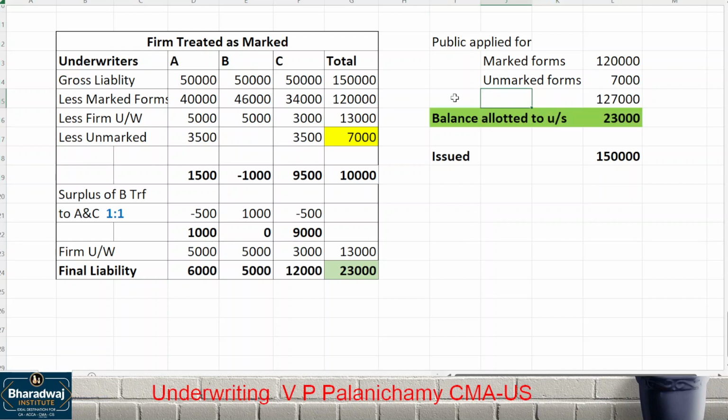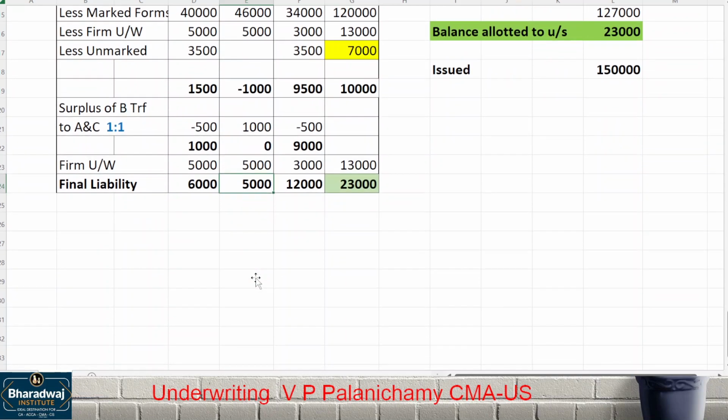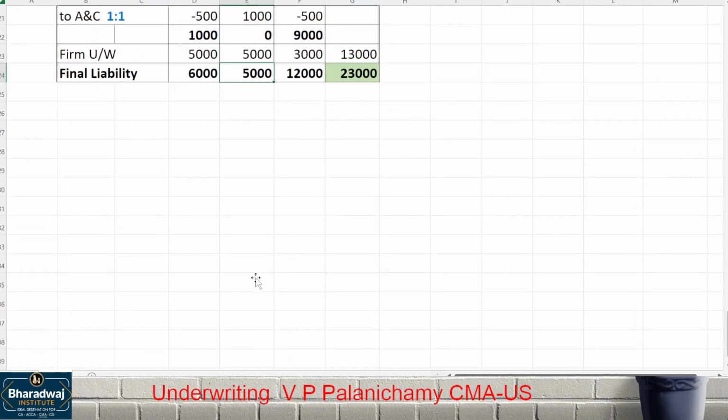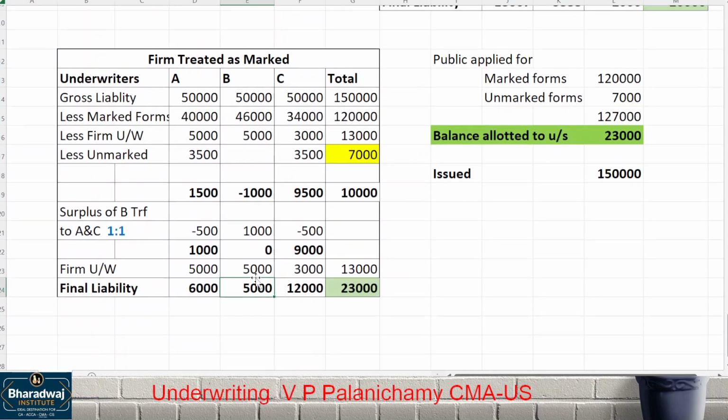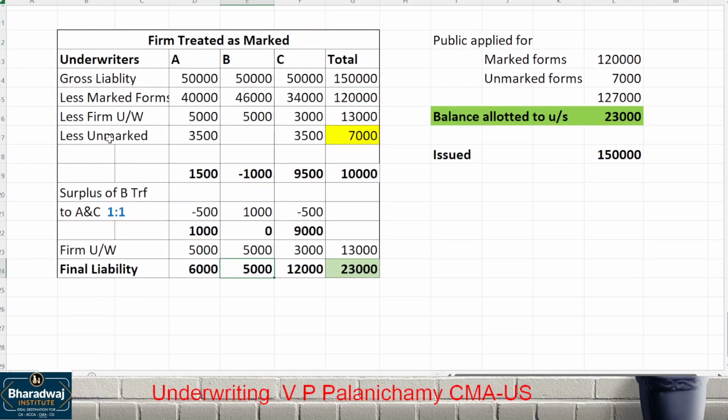So while passing the journal entry for public application, you will pass only 1,27,000. Let us pass the journal entry. I hope separate application money and allotment money are given. I request you to copy this first.